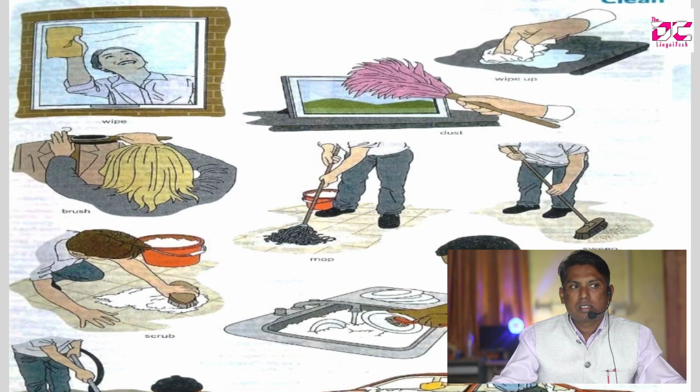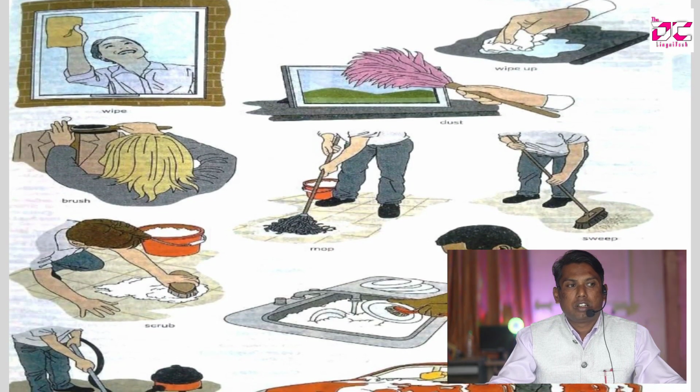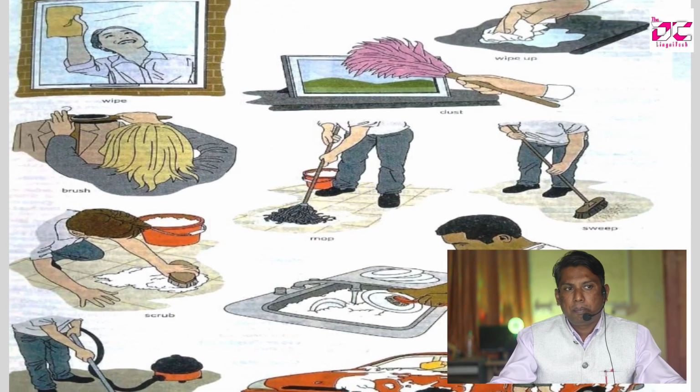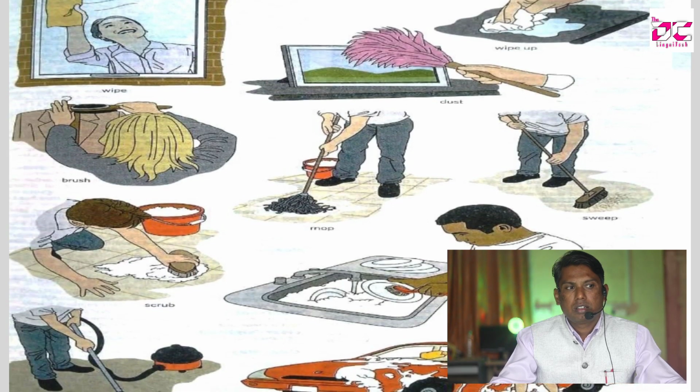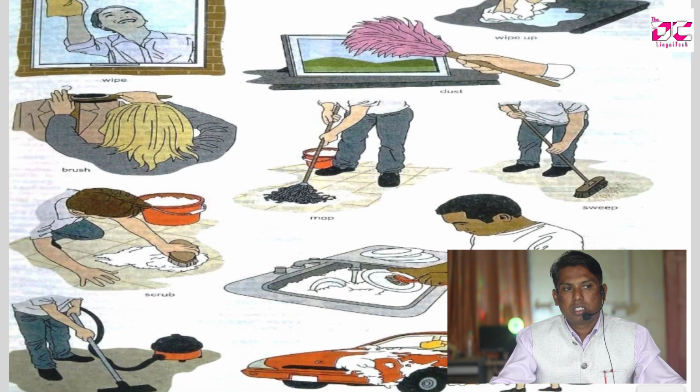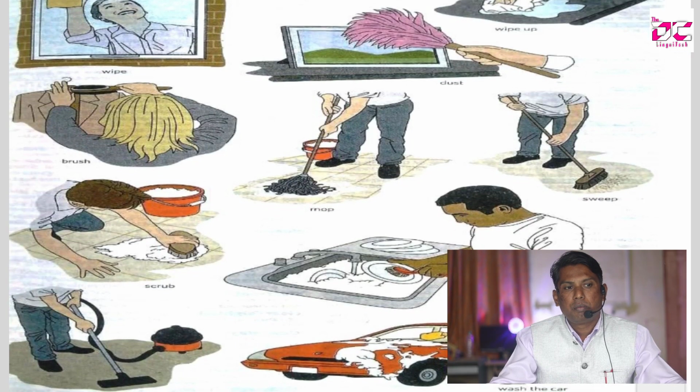Next, pictures are normally given with synonym words. For example, wipe, dust, wipe up, brush, sweep, mop, scrub, wash up, clean are the synonyms given with pictures to clarify the meaning. Because every word is different from other words, though they are synonyms, they have different meanings, which is actually given in the dictionary with the help of pictures.